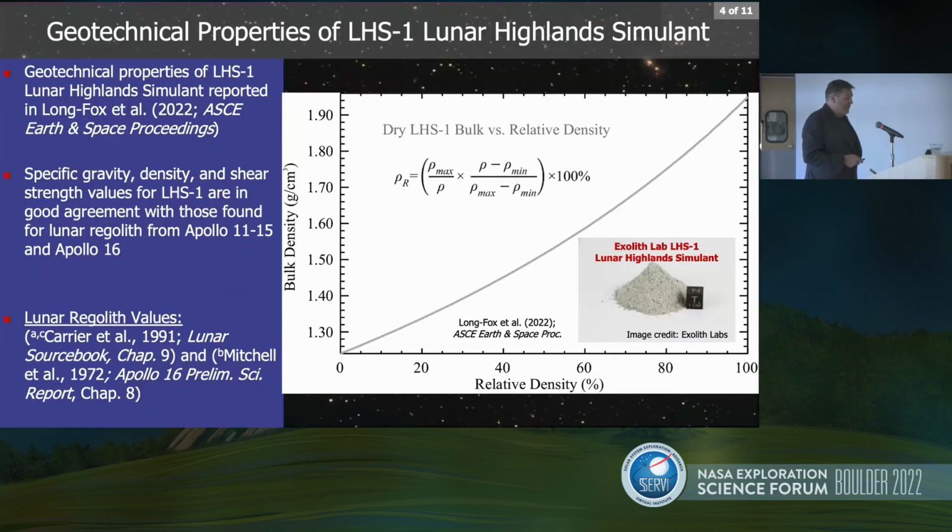So the first step in this type of work is to understand the geotechnical properties of your simulant. And we've done this for Exolith Labs LHS-1 Highlands regolith simulant. And if you're interested, I'll direct you to Longfox et al. in this year's ASCE Earth and Space proceedings. So specific gravity, density, and shear strength values for LHS-1 are all in good agreement with those found for the lunar regolith during the Apollo missions. And at right, I show the relationship between bulk density and relative density for dried LHS-1, parameters which are important for our testing.